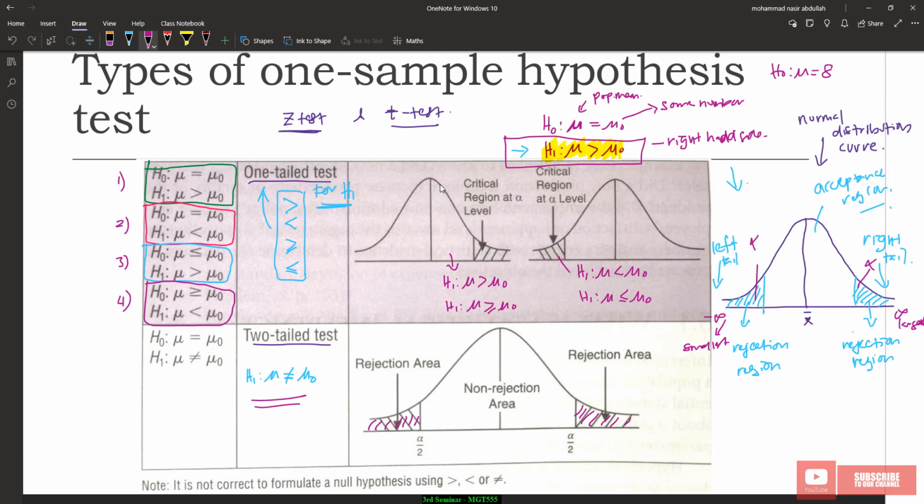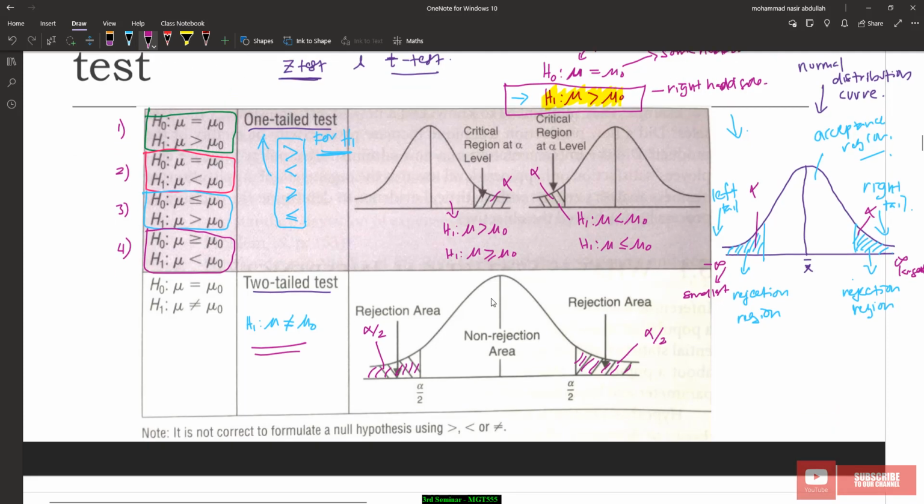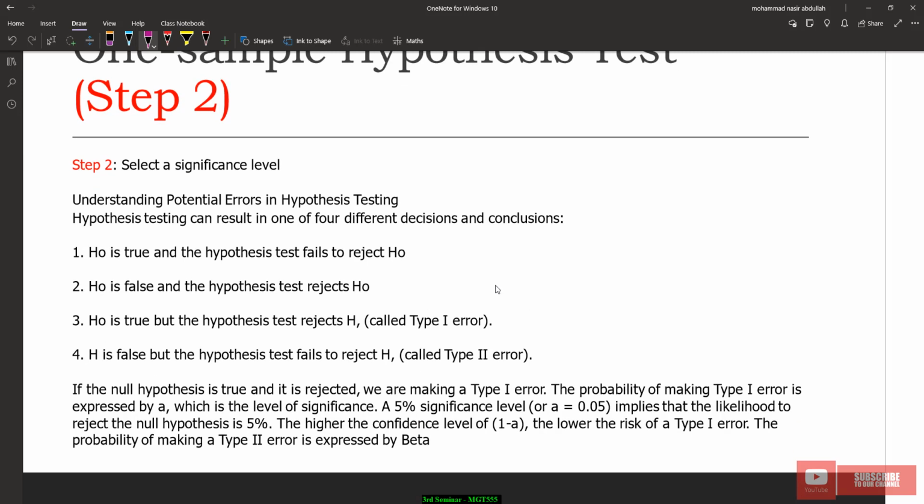Okay, so this is the total alpha. And this is the area of alpha divided by 2. And this is area alpha divided by 2. Maksudnya, let's say, the two-tail test ni dia akan share lah. Maksudnya 0.05, dia akan share 2. 0.025, 0.025. Right. Okay.